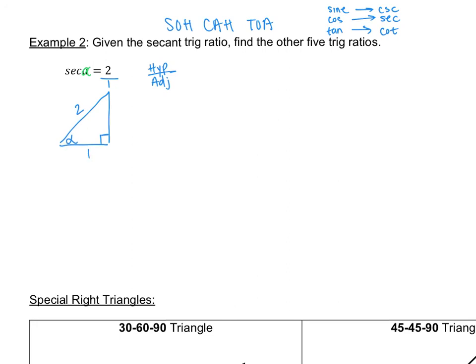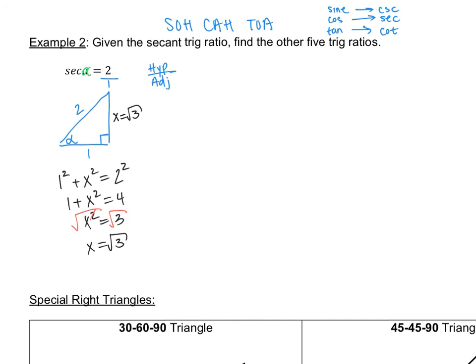To figure out the opposite side, I just use the Pythagorean Theorem. I take the 2 legs. Let's call this missing side x. So 1 squared plus x squared equals my hypotenuse squared, so 2 squared. From here, I'm just solving it out. This would be 4. I subtract the 1 over, so x squared equals 3. Take the square root of 3 to get rid of the square. So my x here is the square root of 3.